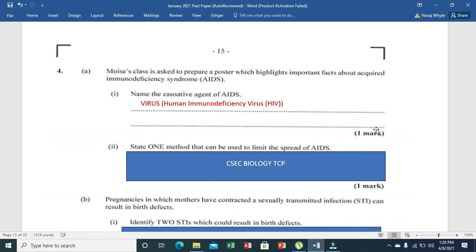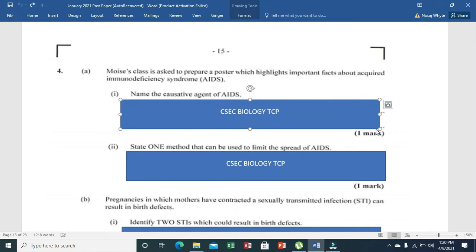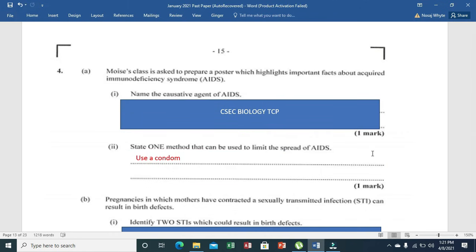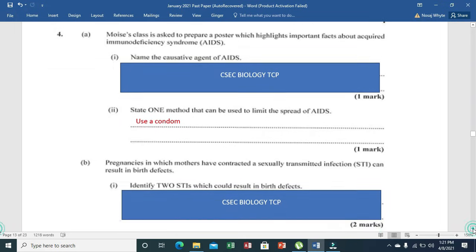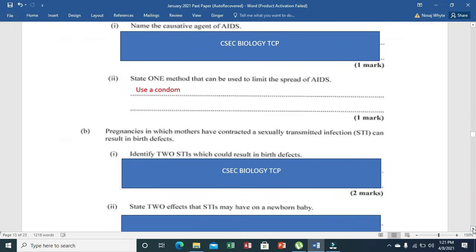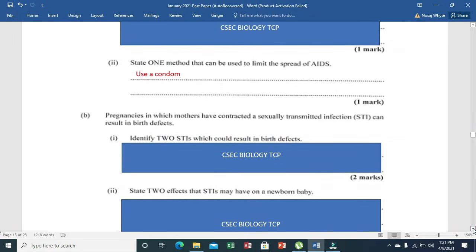And we move on to question 2, which says state one method that can be used to limit the spread of AIDS. Let's look at that. We could use a condom. A contraceptive method that could be used is, of course, a condom. And of course, abstinence is always something to have a discussion about.